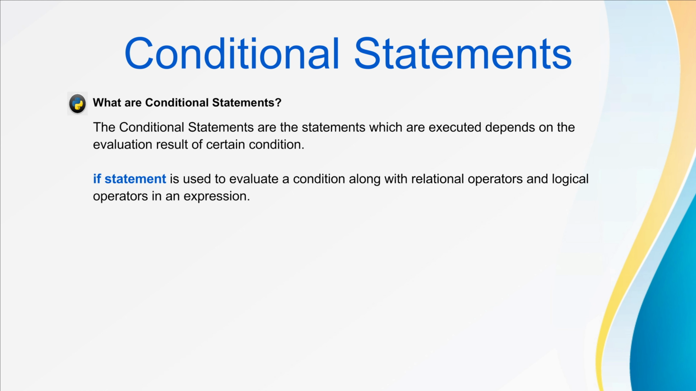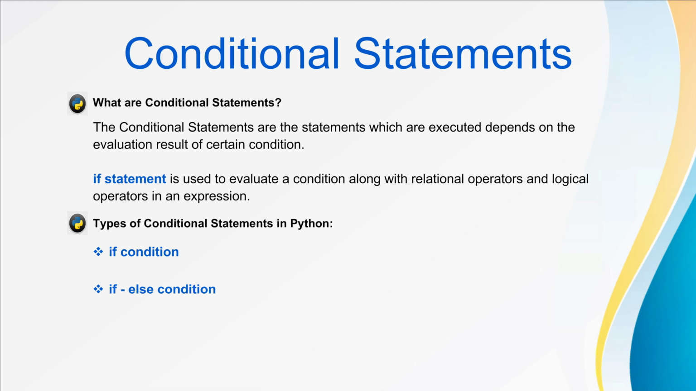Likewise, in order to take a decision on which set of statements need to be executed as part of the program, we use the if statement to evaluate a condition along with relational operators. And also, we use logical operators to validate more than one condition in a single if statement. The different types of conditional statements are the simple if condition, if else condition, if elif condition, and nested if condition. So these are the different types of conditions supported by Python.